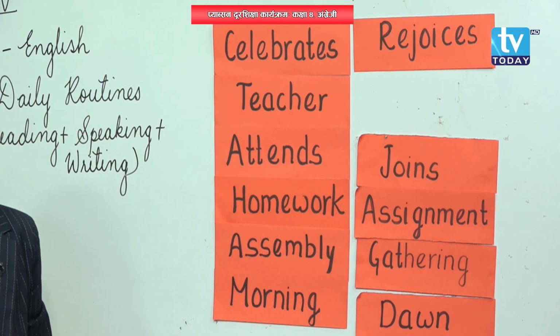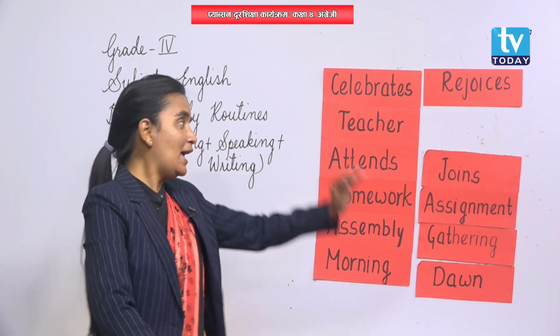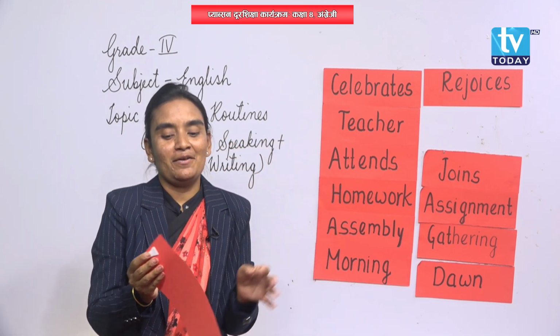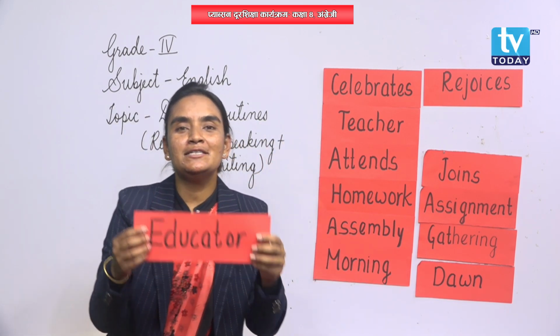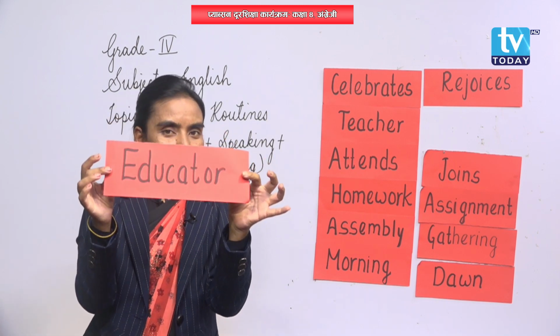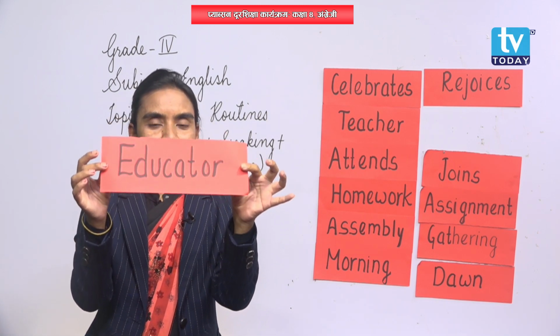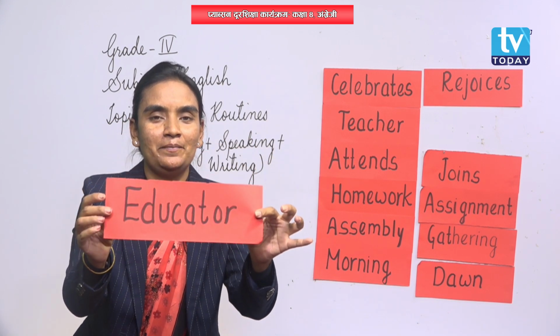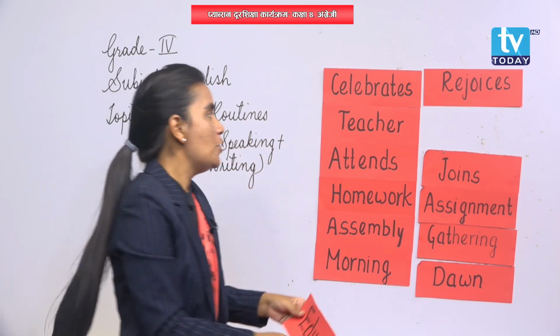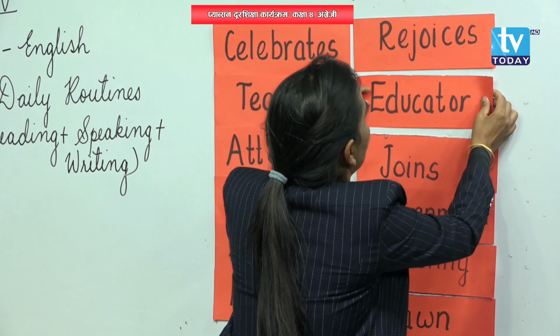Now just one is left. Still your teacher is standing in front of you, and here also we have teacher left. What's the meaning of teacher? Or here we have the word, it's educator. Fine children, we can write here.